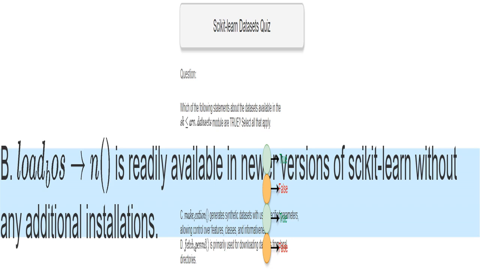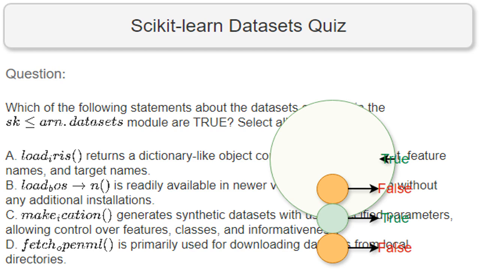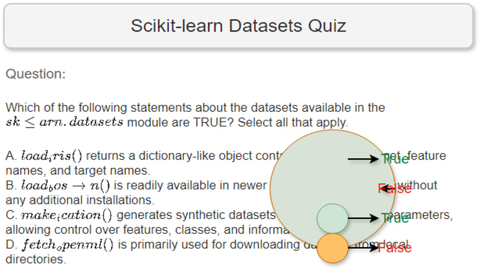computer's local storage. This indicates a correct answer in the quiz, namely statement A. This indicates an incorrect answer in the quiz, namely statement B. This indicates a correct answer in the quiz, namely statement C. This indicates an incorrect answer in the quiz, namely statement D.